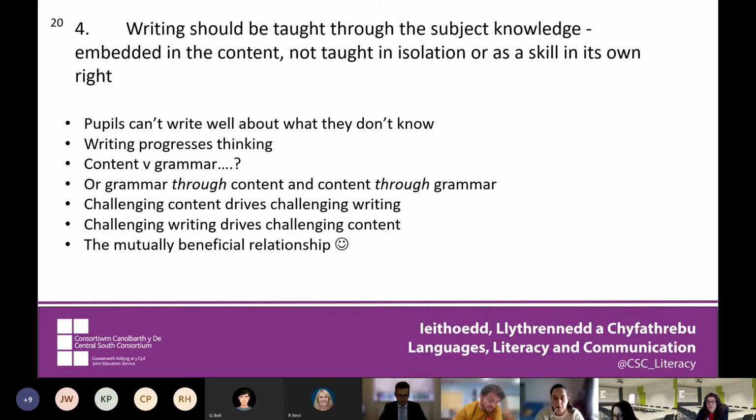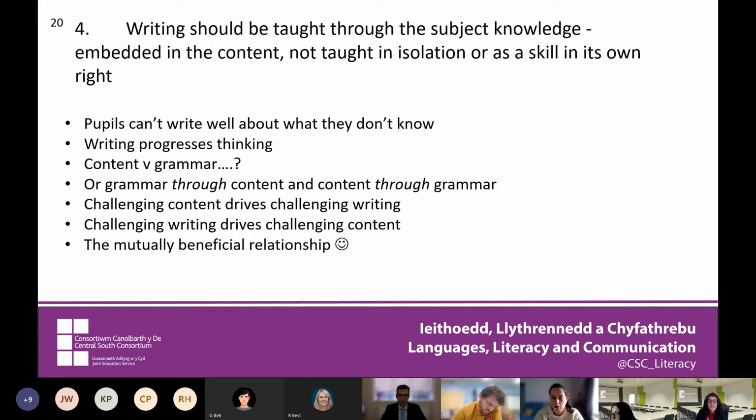And the same applies in reverse. You can't ask pupils to write extensively and creatively if they haven't got the subject knowledge to back it up, because they'll run out of steam. This is why reading has a crucial influence on writing. The more pupils are exposed to challenging and rigorous texts, the more they build their cultural capital and subject knowledge, which consequently enhances all the aspects of their writing, from the structure to the vocabulary.